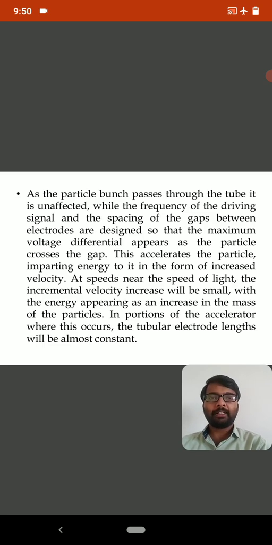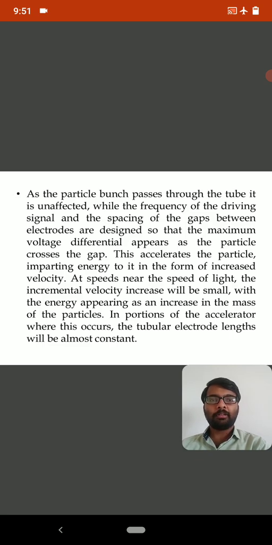Then these linear accelerators can be used for generation of synchrotron radiation, and they can be used as the primary accelerator for nuclear reaction studies. So these are some of the applications of this linear accelerator. Then the main disadvantage is that if we want to use this linear accelerator as the primary accelerator for nuclear reaction studies or nuclear particle investigation, then the length of this hollow pipe is of the order of a few thousand meters, several thousand meters long.